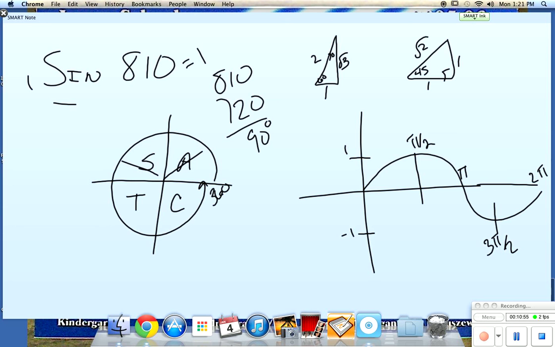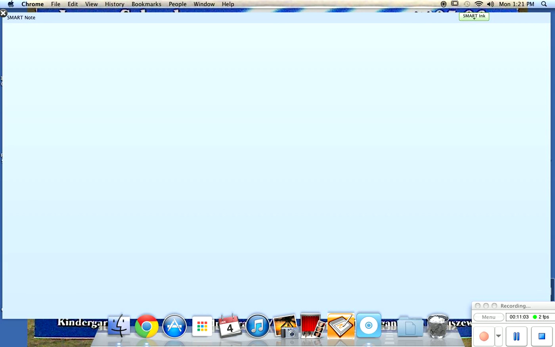Okay. What I want you to do, page 305. I want you to do 20 through 27. 20 through 27. And I want you to do 40 through 45.